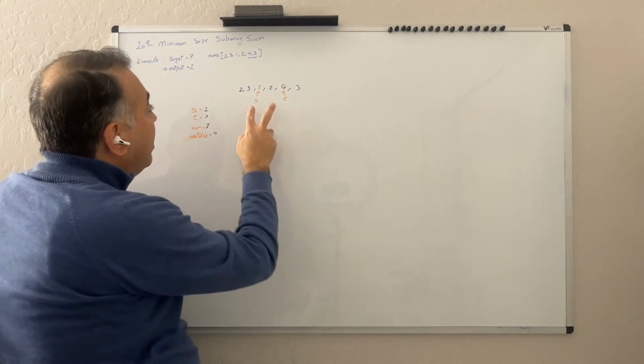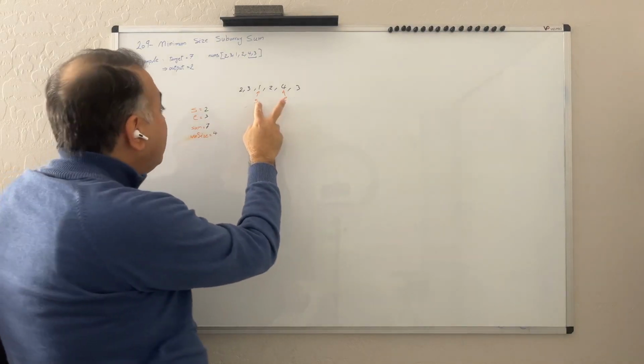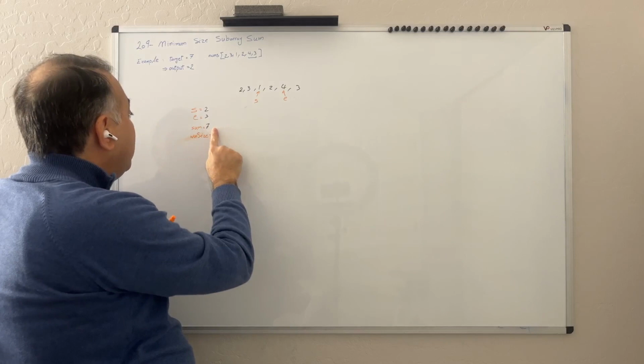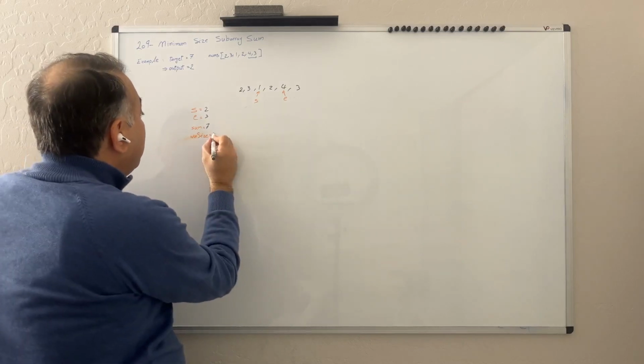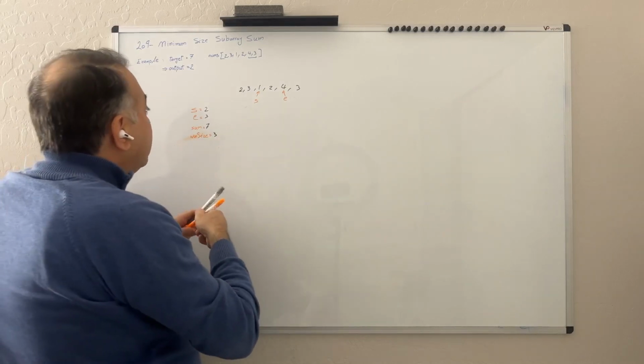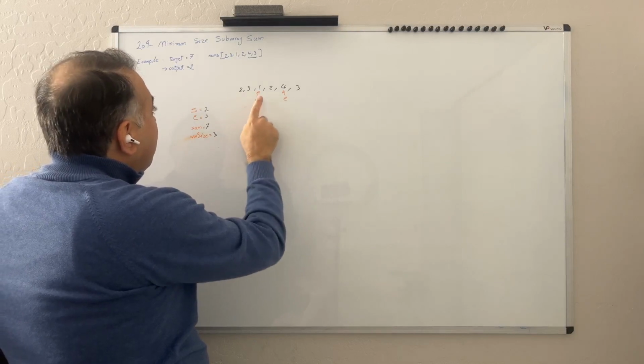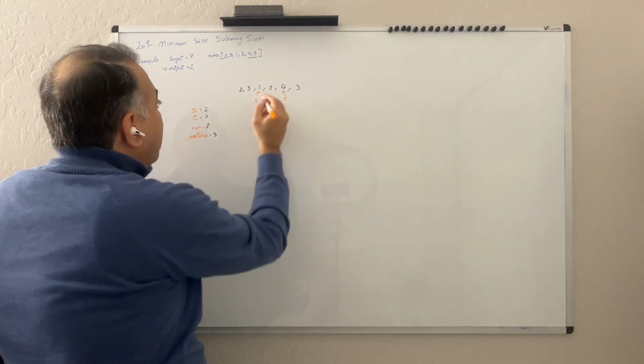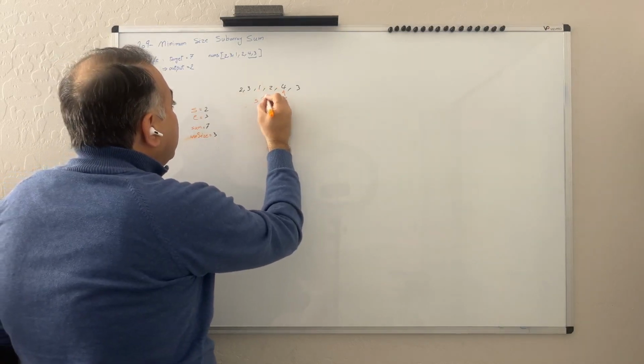How many items do I have in the window? I have 3 items, so I can decrease the window size because I'm looking for the minimum: 1 to 3. Then I need to move the start one more time. I move this start to here.